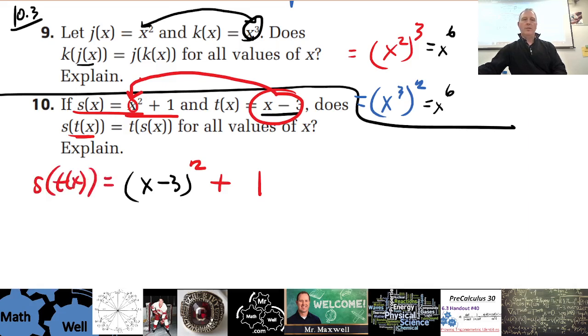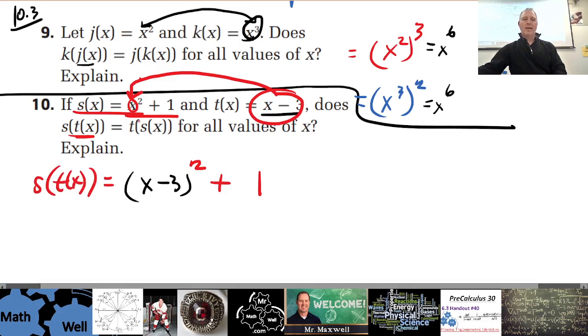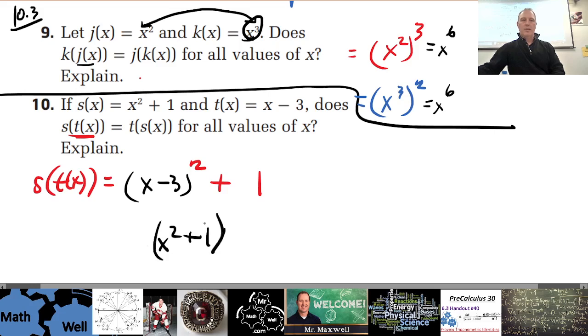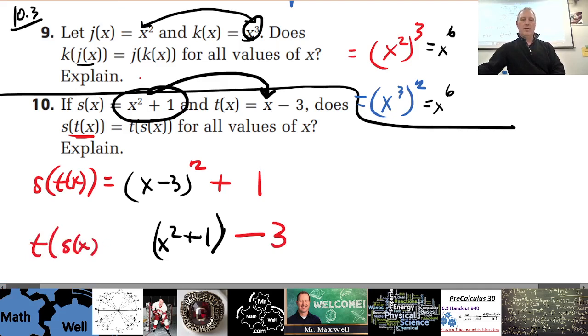And the other one is when s of x is inside t of x. So I put in, I'll do this in black then, x squared plus 1. That's s of x. That's got to go inside t of x, and of course it goes in where the x is. So it's going to be like this. I'll do red here again. So this is t of s of x. Now I believe that looks right. Anybody double check that? Any problems with that?